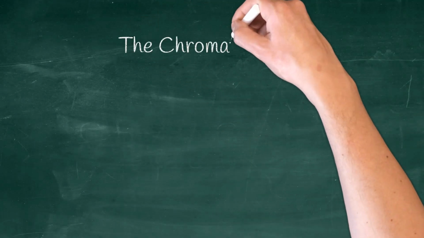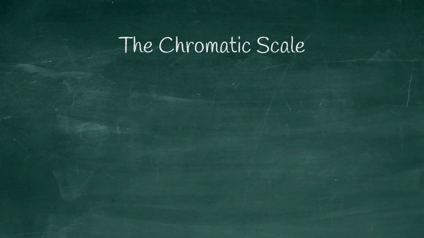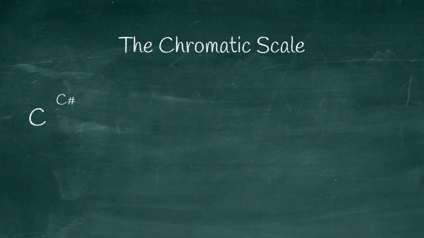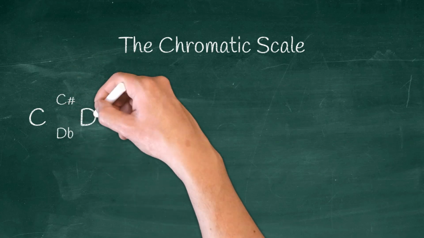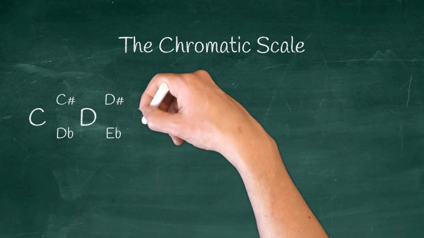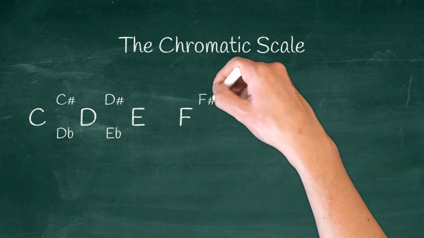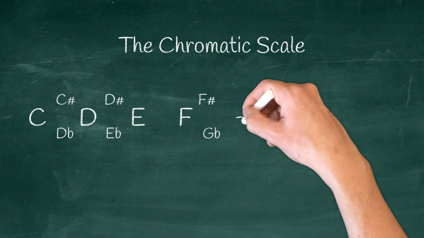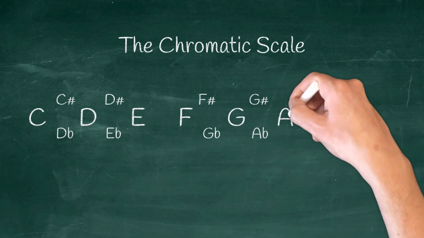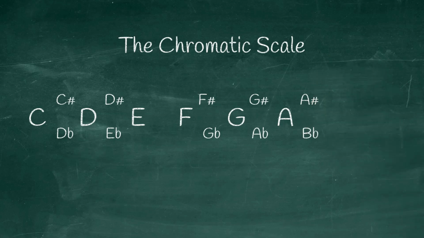Let's take a look at the chromatic scale. It consists of all available notes, all frets on the guitar, and all keys on the piano. If we begin on a C note, the scale will be comprised of C, C sharp or D flat, D, D sharp or E flat, E, F, F sharp or G flat, G, G sharp or A flat, A, A sharp or B flat, B, and then back again to C an octave higher.